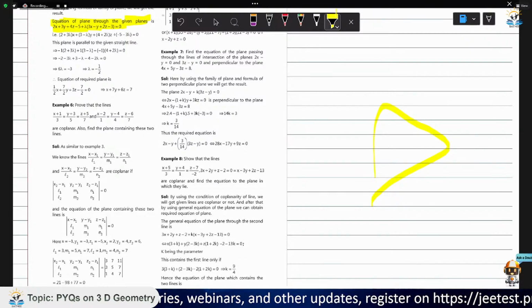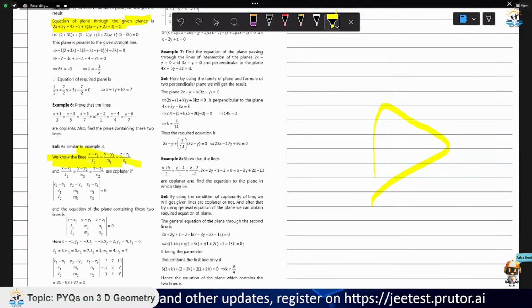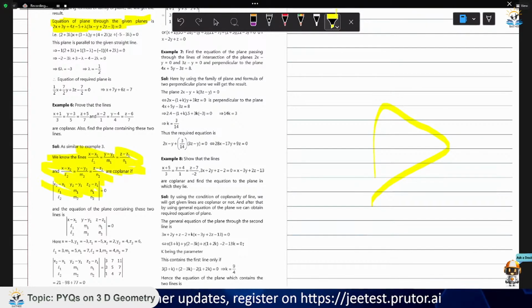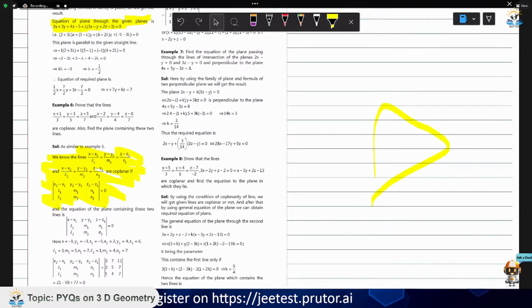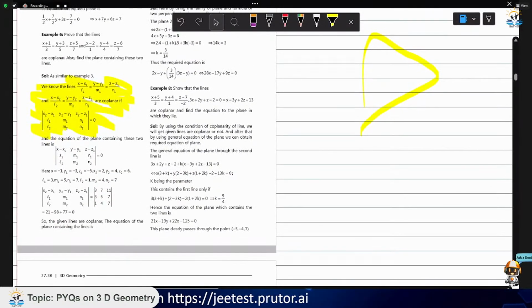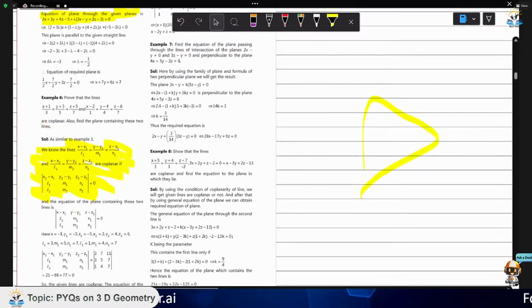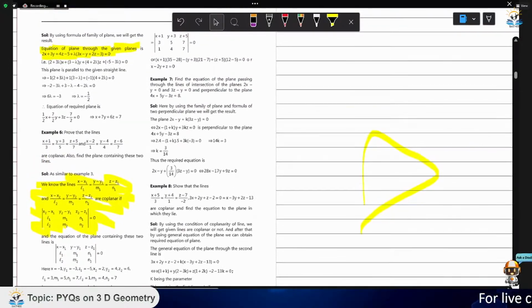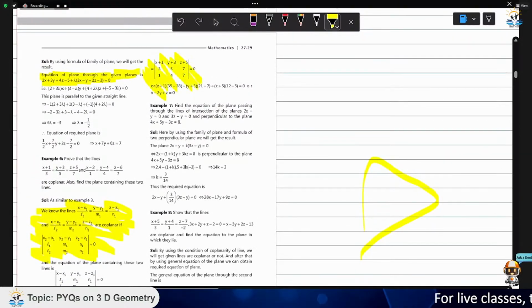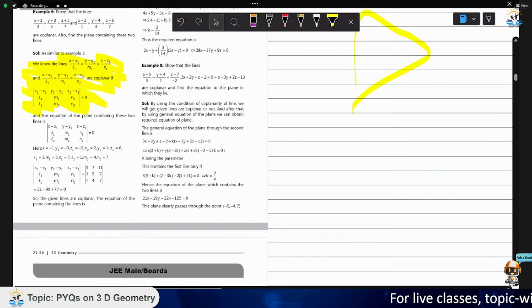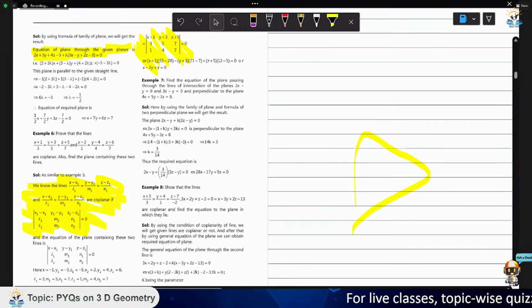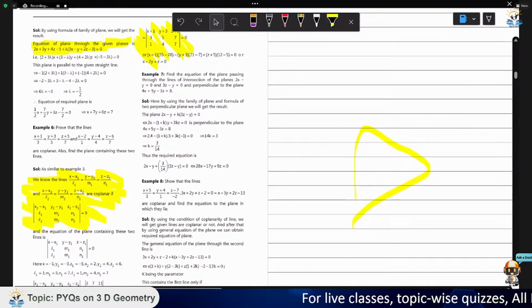This is again an important thing to remember: we know these two lines are coplanar if this is this. So we solve it and we get the value. And the equation of the plane is given by this. So we have done this question as well.